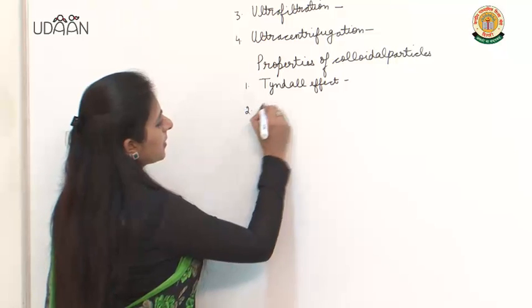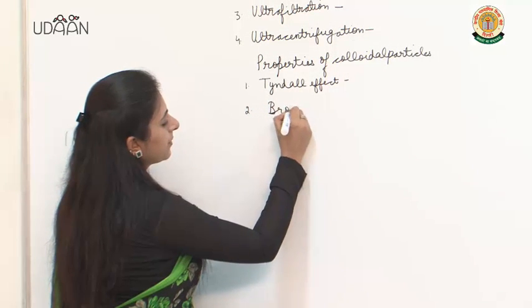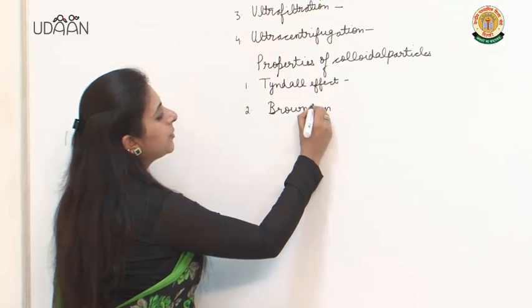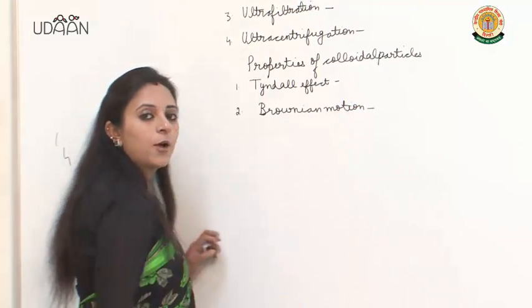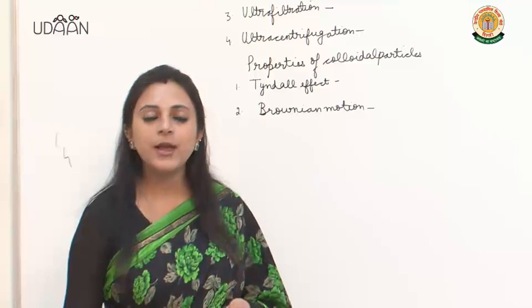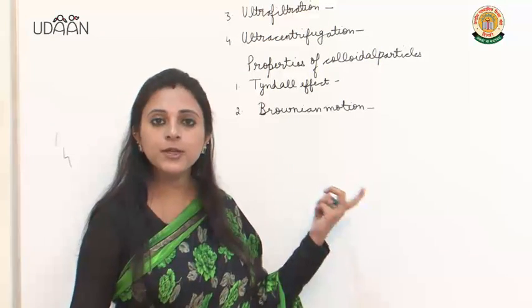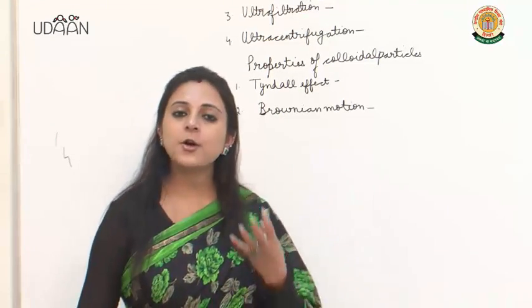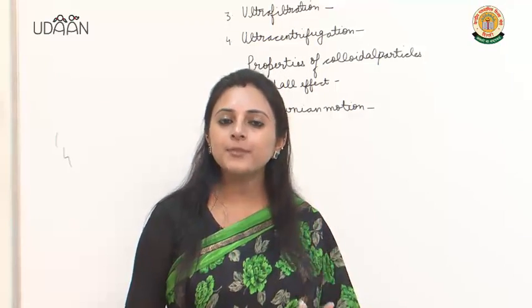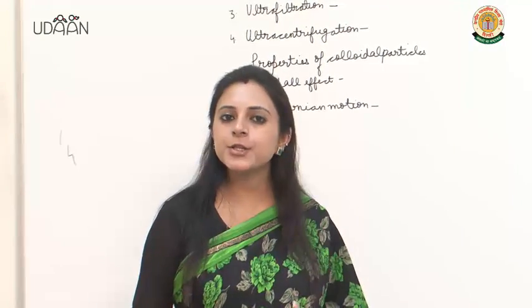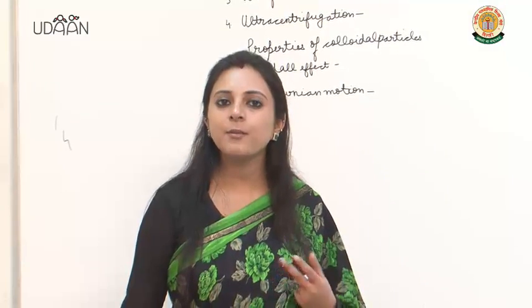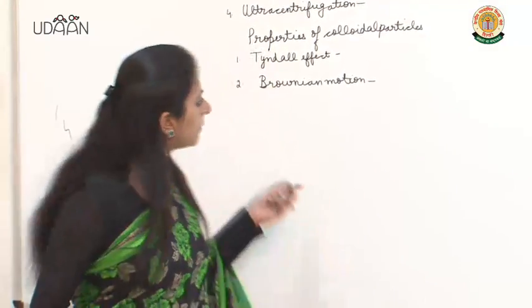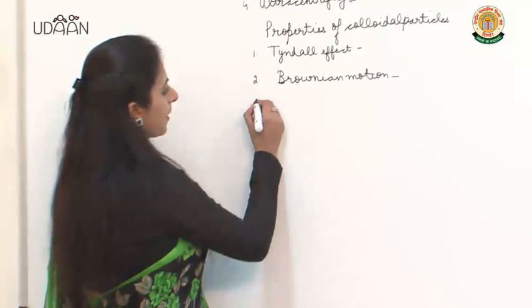Now, what is Brownian motion? Brownian motion is the continuous zigzag motion of the colloidal particles, and what is the cause of these Brownian motion? It is the continuous bombardment of dispersion medium particles with the dispersed phase particles. This is the cause of Brownian motion.